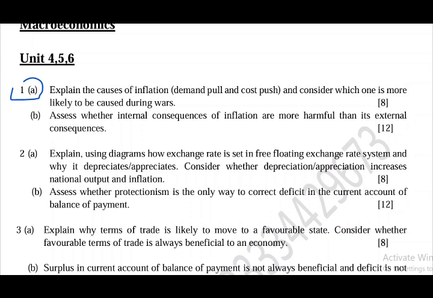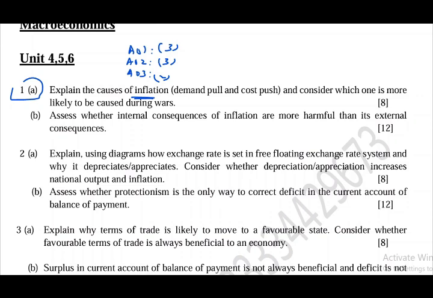Okay, to answer this question, first of all, you have to cater to assessment objective 1, that is knowledge, and then assessment objective 2, that is analysis, then assessment objective 3, that is evaluation. You have 3 marks for knowledge, 3 for analysis, 2 for evaluation, right? So what is knowledge here? First of all, this question is from the topic inflation.